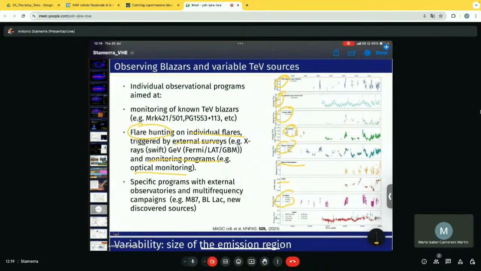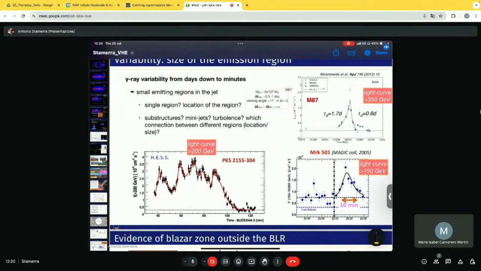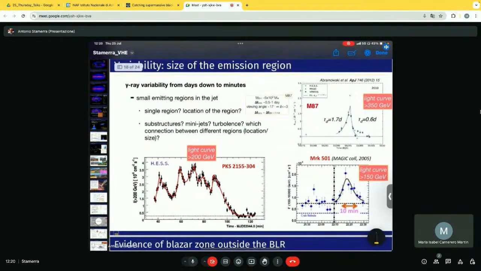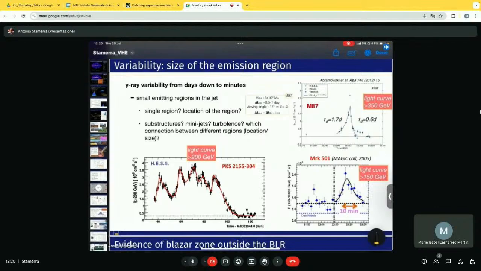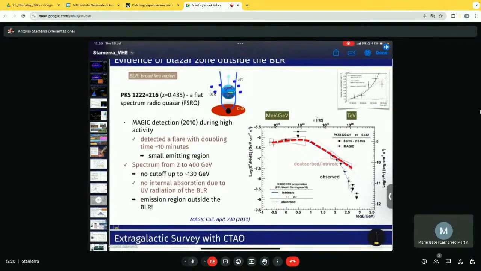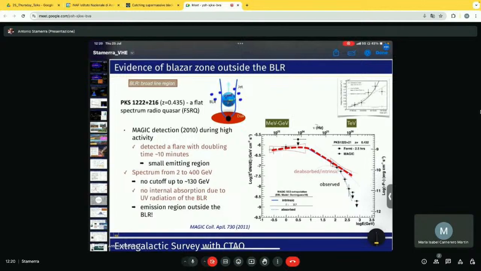And just to also give you an idea of what we can do and what kind of information we get from gamma ray observations. Here I show you some light curves with very short time variability. Variability is connected to the size of the emission region. So when we detect such small variability, it means that the emission region is small enough. And of course, the modeling must take this into account to properly understand the emission. But another interesting feature that we can do with very high energy gamma rays is to understand where the emission comes from.